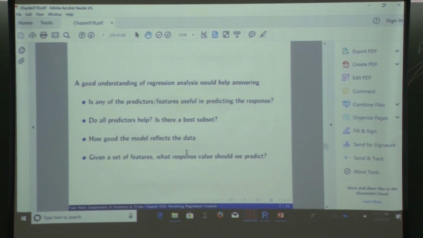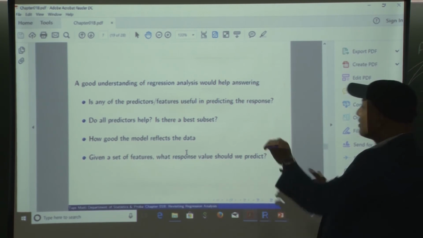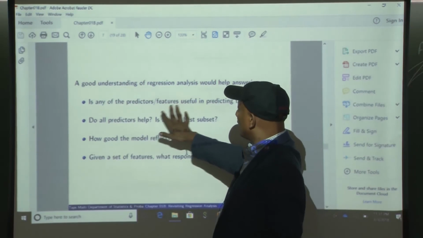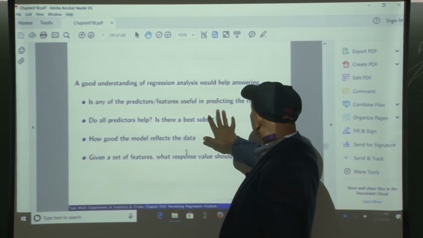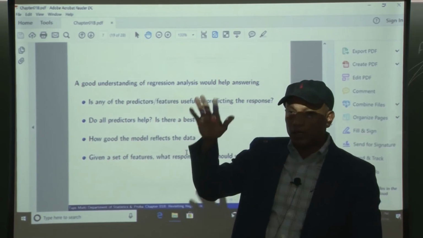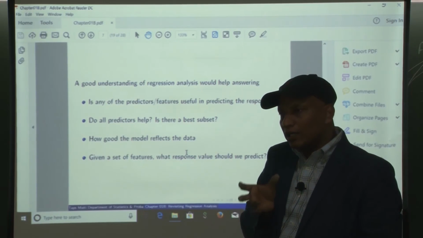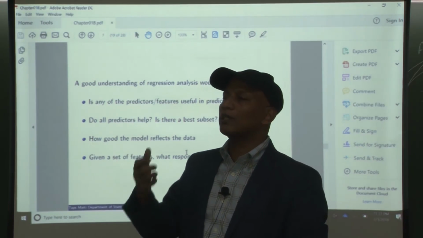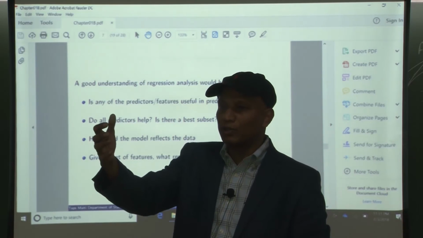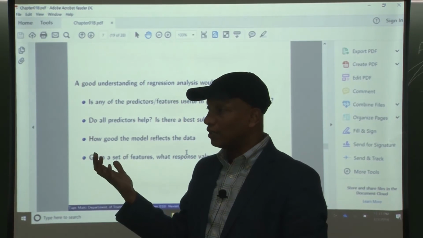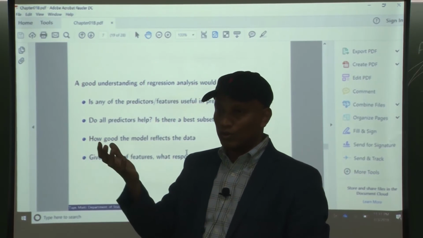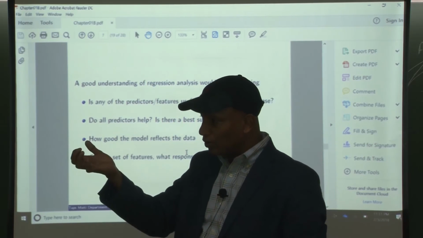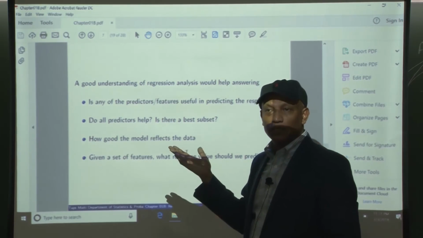A good understanding of regression analysis would help you in answering many of these things. Is any of the predictor features useful in predicting the response? That's what we already talked about. But whole model building can help you. In this case, we had some idea that number of employees is related to this thing. In some cases, you don't have the idea, but from the data, from the regression analysis, we'd like to know. So it can help, yes.